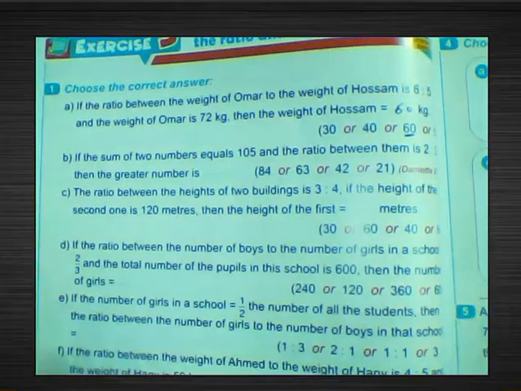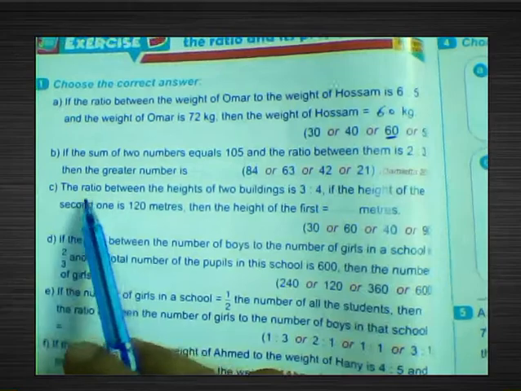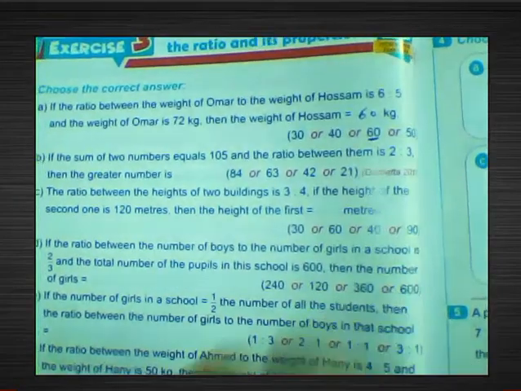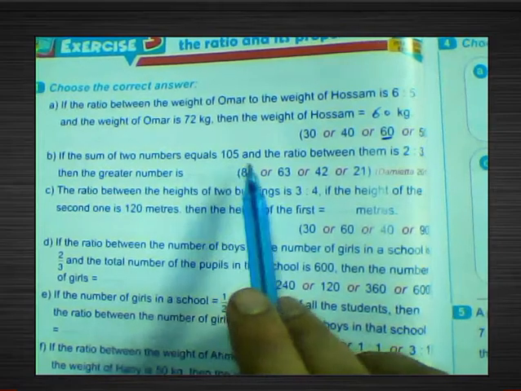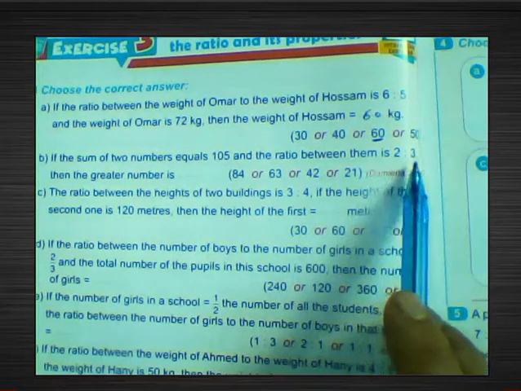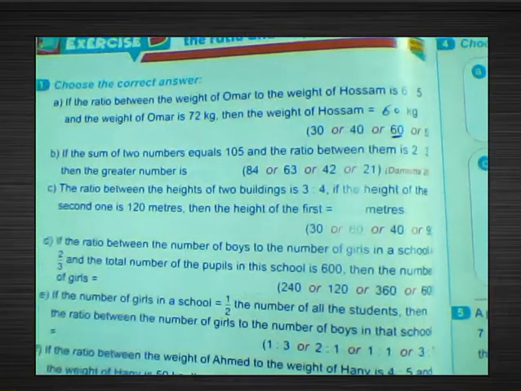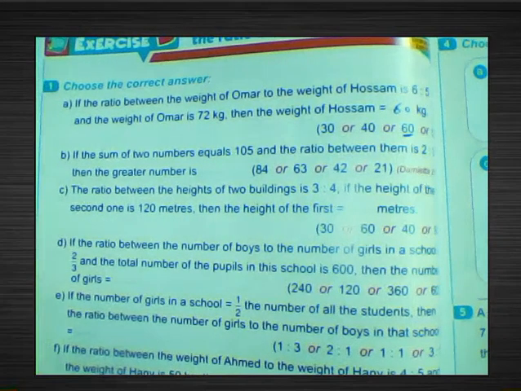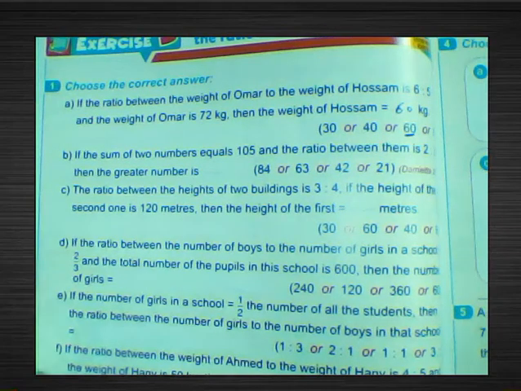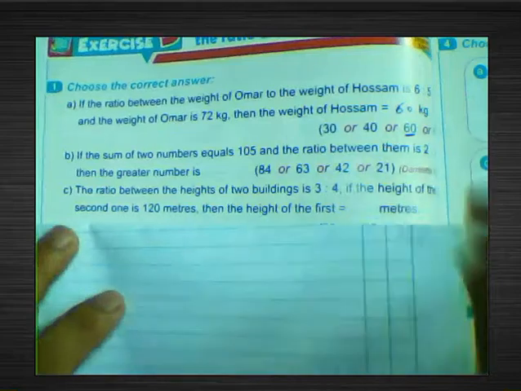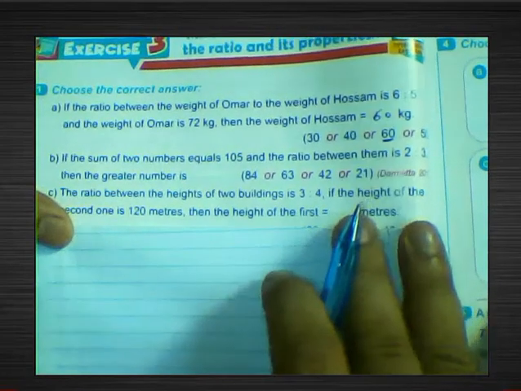Question B. Look at this question. If the sum of two numbers equals 105 and the ratio between them is 2 to 3, then the greater number is blank. It's easy for you. How can we solve it? Well, first we can write the ratio between the first number and the second number.